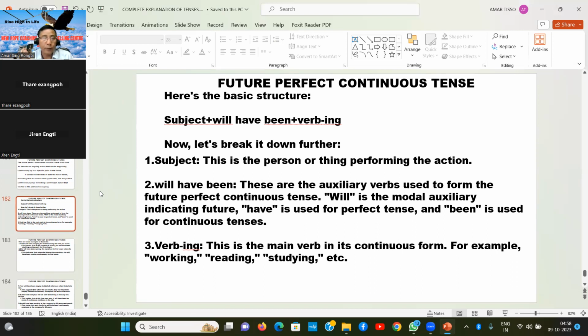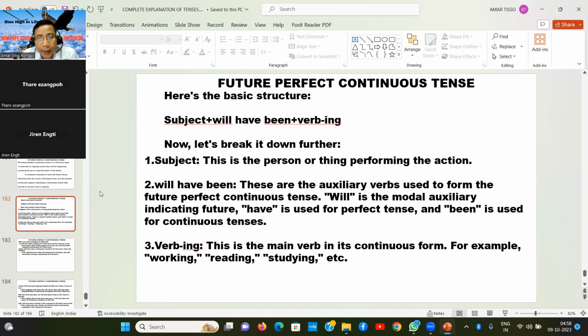Subject will have been, then the ing form of the verb. Ing will be added to the main verb. It's very simple: subject will have been plus the ing form of the verb, of the base verb or the root verb.